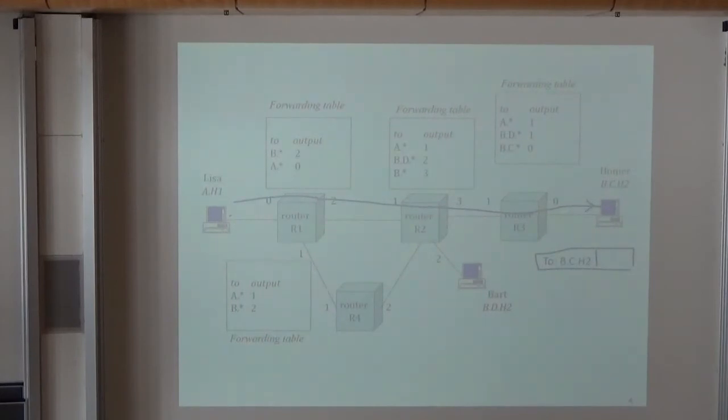When Lisa sends a packet to Homer, the packet has destination address b.c.h2, and then the routers on the way must analyze what to do with the packet. So they must have a routing table, and the story says we should do longest prefix match. That means when the packet reaches router R1, it tries to find in the table a match. So the table has things like A dot star means A and then whatever comes after A. And B dot star, the destination address matches the first line, B dot star does not match the second, so we have no choice, we use the first line, and it says the output is 2.